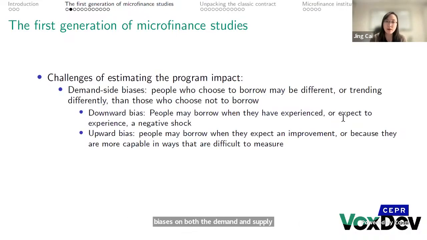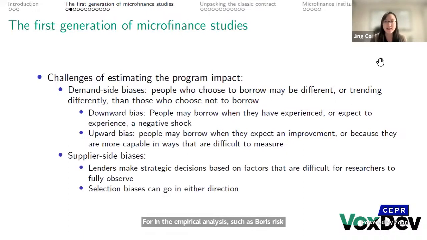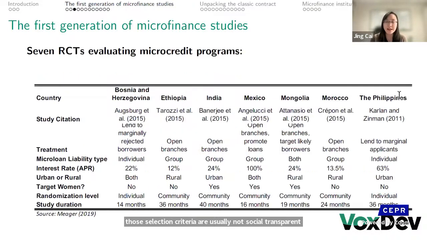On the demand side, people who choose to borrow are likely to differ from non-borrowers, including in terms of characteristics that cannot be directly observed or controlled for in the empirical analysis, such as borrowers' risk attitude or quality of their businesses or ideas. On the supply side, lenders may select certain regions or markets to enter and certain customers to approve. And those selection criteria are usually not so transparent to researchers.